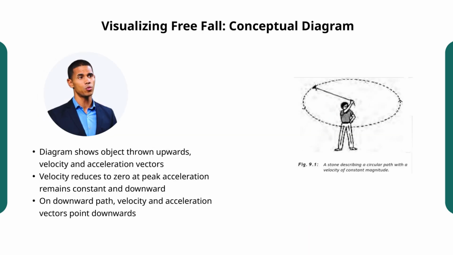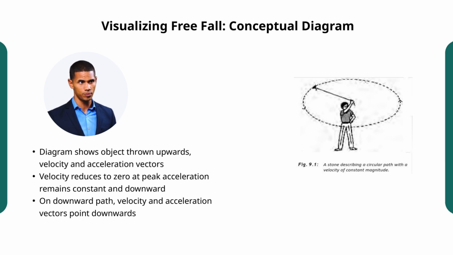Let's look at the motion graphically. Figure 9.1 on your screen shows an object thrown vertically up. The velocity vector points upwards but shrinks as the object rises until it reaches zero at the peak. Meanwhile, the acceleration vector points downwards throughout the motion, always pulling the object back towards Earth. On the way down, both velocity and acceleration vectors point downwards, hence the object speeds up while falling.